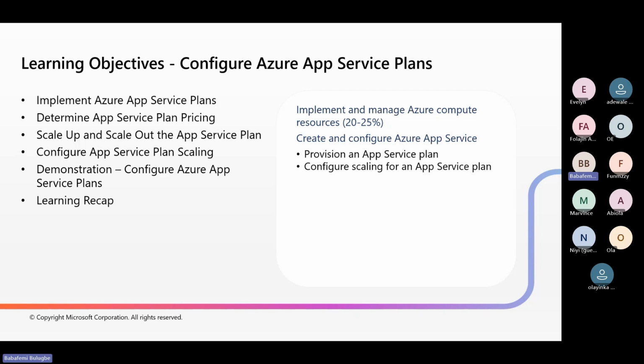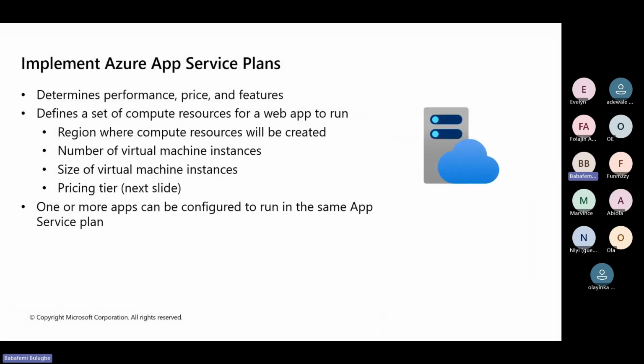Then we see how to configure app service scaling, just the same way we've configured it yesterday, depending on some of the metrics. It might be memory based, it might be CPU based, it might be the number of requests that is coming into the application. So depending on what you want to use as your rule, then I'll show you a demonstration on how to configure an app service plan. Then we can take it from there.